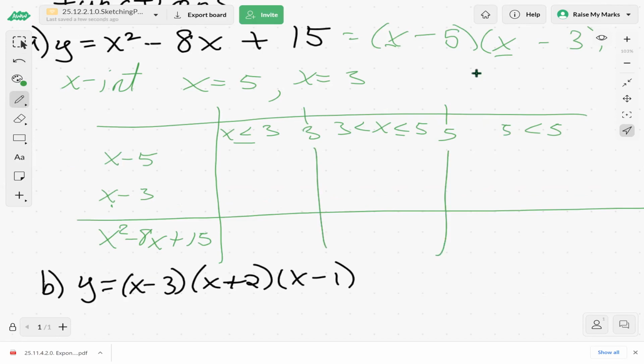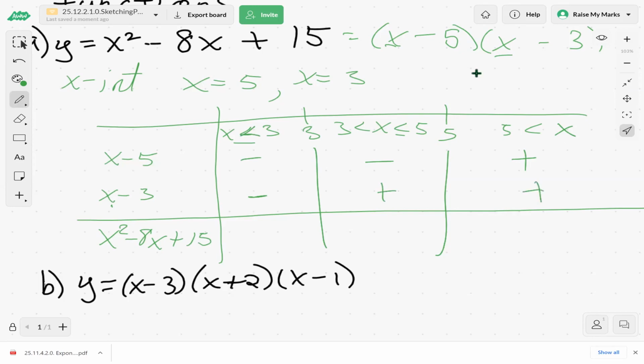When x is less than 3, x minus 5 is negative. When x is between 3 and 5, x minus 5 is also negative. When x is greater than 5, x minus 5 is positive. Now, the factor x minus 3, when x is less than or equal to 3, is going to be negative. When x is between 3 and 5, it's going to be positive. And when x is greater than 5, it is also positive.